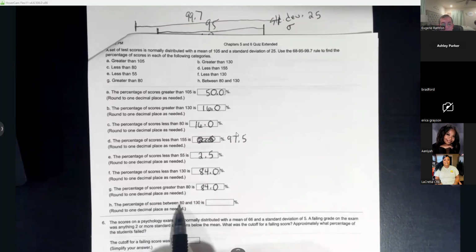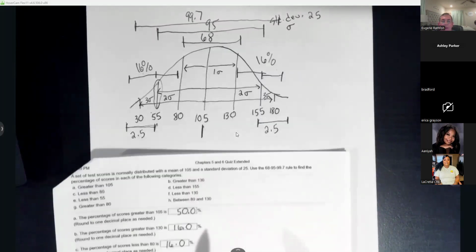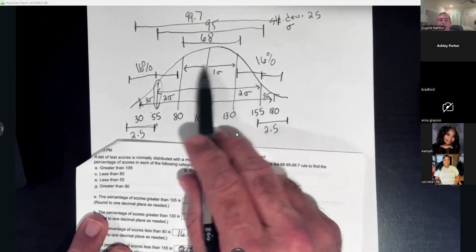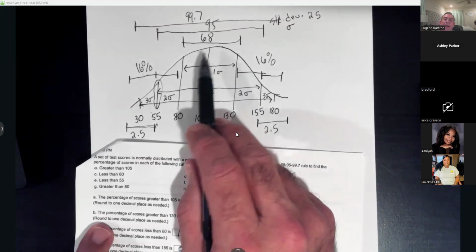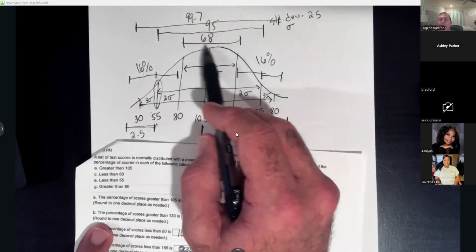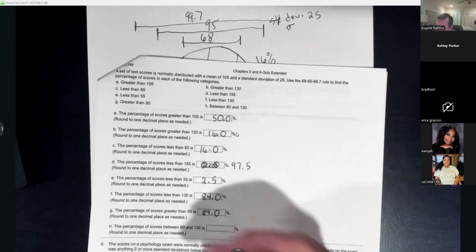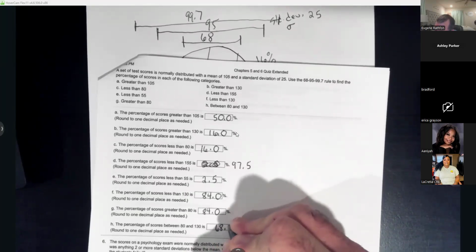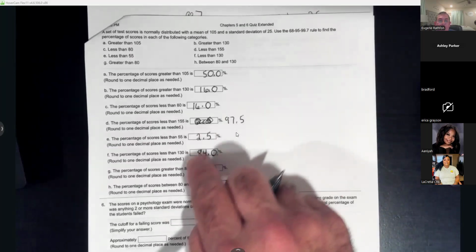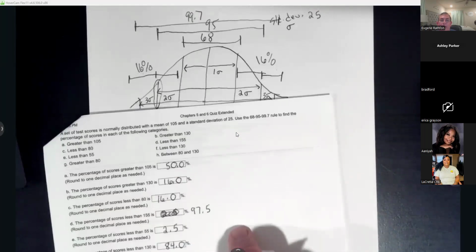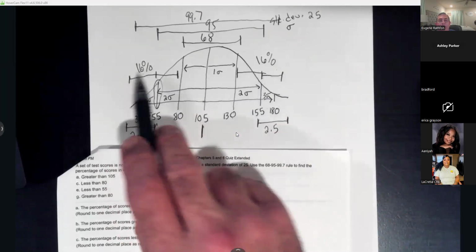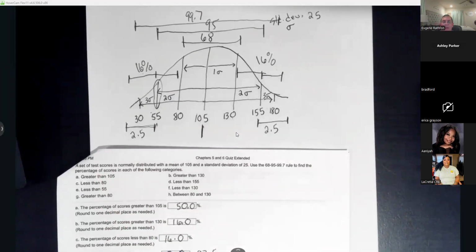All right, then finally, the percentage of scores between 80 and 130. Y'all, here's 80 and here's 130. Those were one standard deviation apart. And by definition, anything within one standard deviation would give me 68%. So make that a 68.0. So I guess it helps me if I read my questions good. But y'all, that's what I do to those. I just sort of break it down and figure out what each of these sections have, okay?